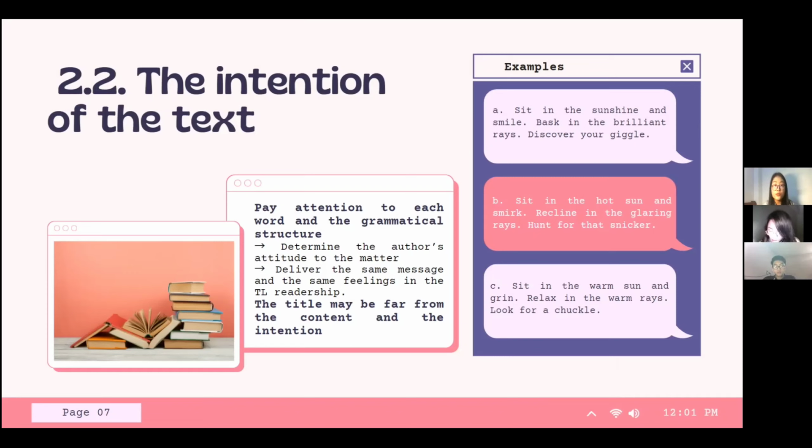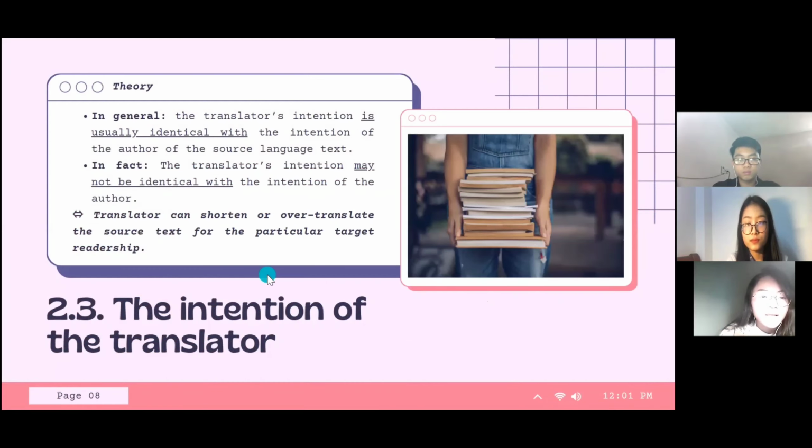Next, Quỳnh Chi will help us to introduce the following factors. Thank you, Chi. And next, I will talk about the intention of the translator.